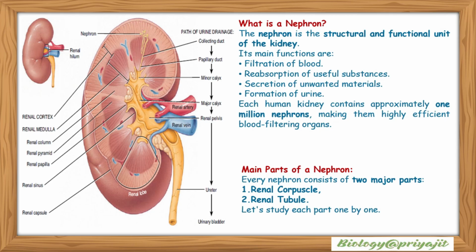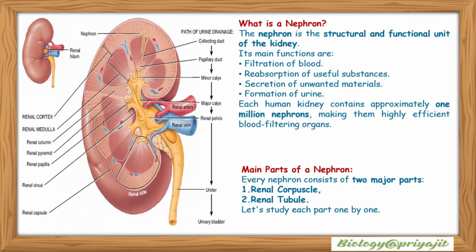Basically, the nephron is the structural and functional unit of the kidney, which are the two reddish bean-shaped organs found just above the waist on either side of the spine. They lie behind the abdominal lining, so they are called retroperitoneal organs. So now it comes to the nephron.